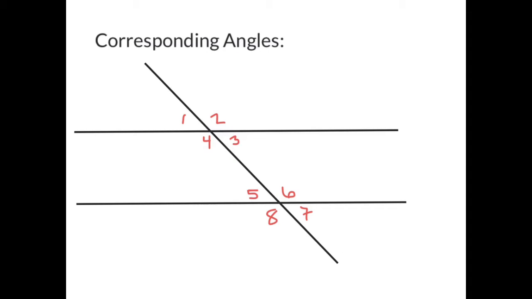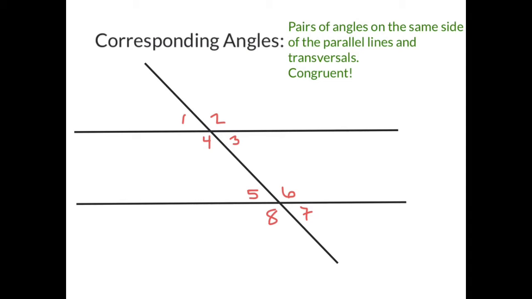The second relationship, and final relationship really, from these parallel lines cut by a transversal are corresponding angles. And corresponding angles are pairs of angles on the same side of the parallel lines and transversals. So we're on the same side of the parallel lines and the transversals, both of those places.